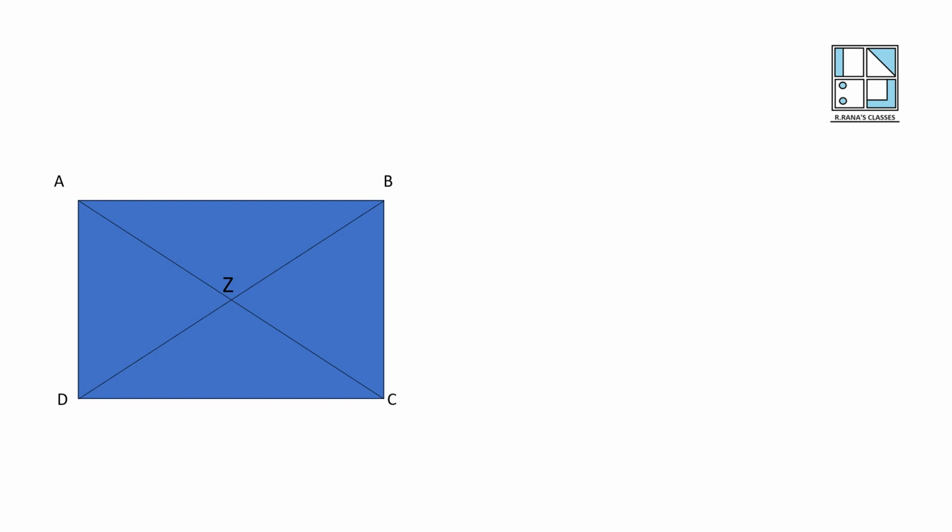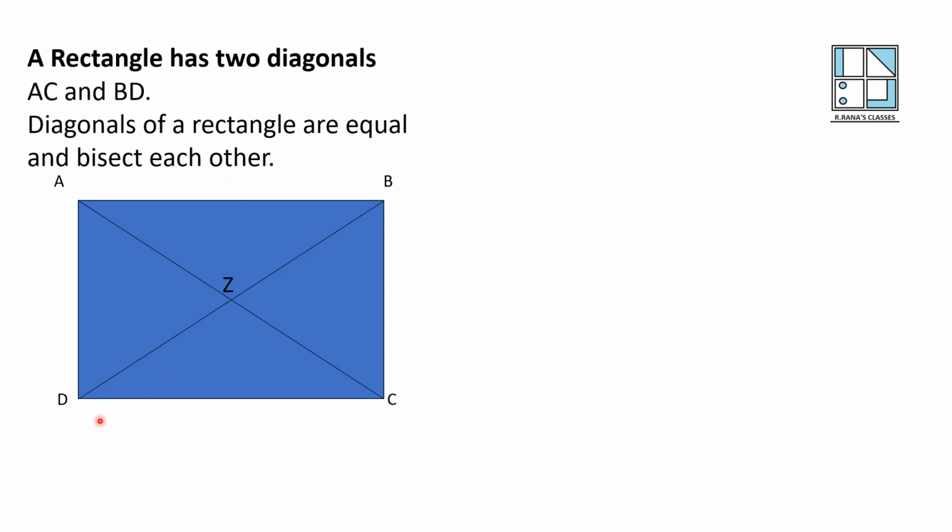A rectangle has two diagonals, AC and BD. Diagonals of a rectangle are equal and bisect each other, which means AC is equal to BD. Also, AZ is equal to ZC and BZ is equal to ZD, because AC is bisecting BD and BD is bisecting AC. For this reason, AZ is ZC and BZ is ZD.